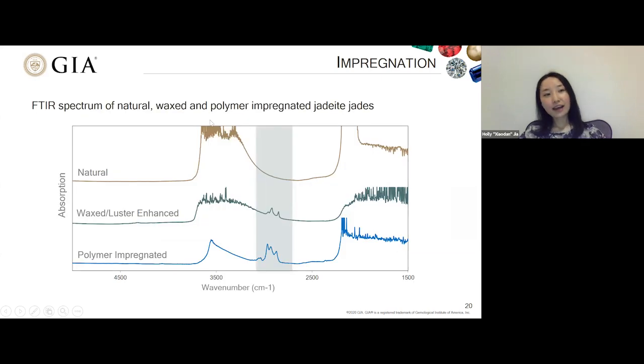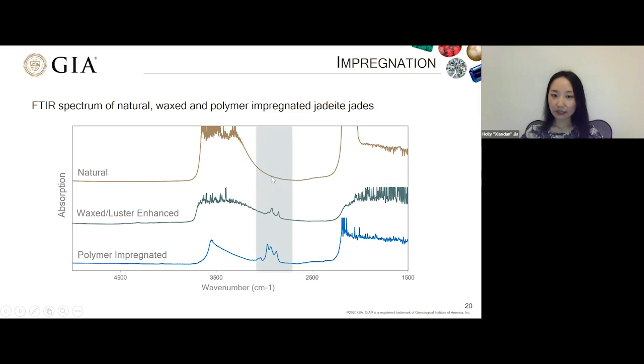So to identify the impregnation treatment in jadeite, most gemological labs will rely on the FTIR spectrum to detect the fillers. If we compare natural jadeite against a polymer-impregnated one, we focus on the 2,800 to 3,000 wavenumber region, and this is where all the vibration bands of the organic fillers may occur.